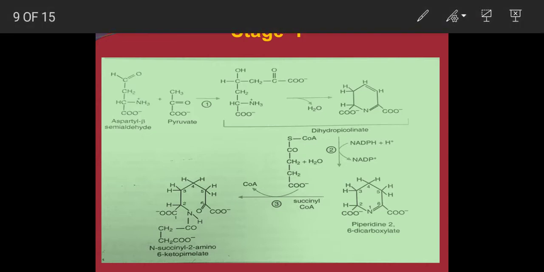In the stage 1st, this aspartyl beta semialdehyde combines with a molecule of pyruvate to form dihydrodipicolinate. And this reaction is catalyzed by the dihydrodipicolinate synthase enzyme. In the second step, this dihydrodipicolinate is reduced to piperidine 2,6-dicarboxylate, and the reaction is catalyzed by the enzyme piperidine 2,6-dicarboxylate dehydrogenase.